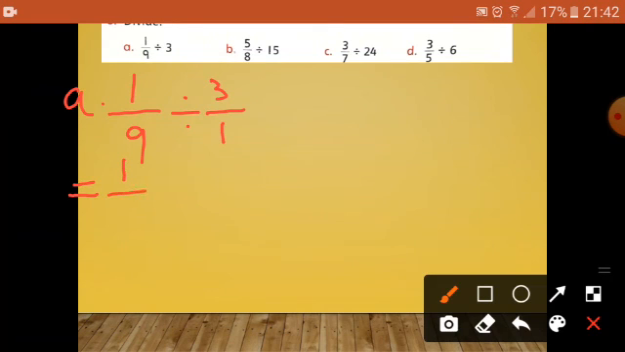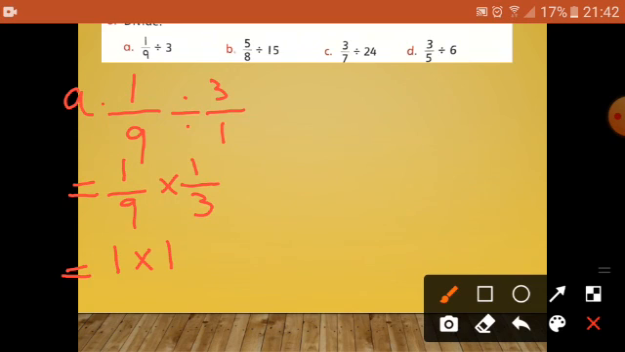Next step, we are going to convert this division sign into multiplication. Then take the reciprocal of 3 upon 1. So it becomes 1/3, or you can say 1 over 3. Okay, so now see what my numerators are. My first numerator is 1, my second numerator is 1.